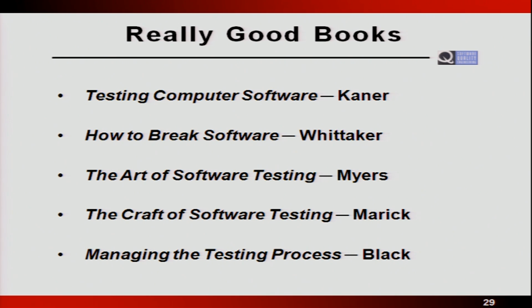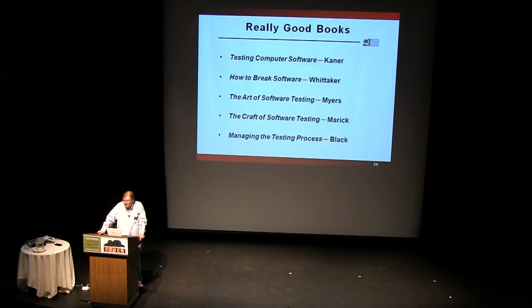Another one of my favorites is How to Break Software by James Whittaker. How many of you know Whittaker or know of Whittaker? Okay. He's a crazy man. I love him. He's just amazing. He wrote this little book. It's a half-size book. It's about 120, 140 pages long, called How to Break Software. It is one of these books that will literally change your life as a tester.